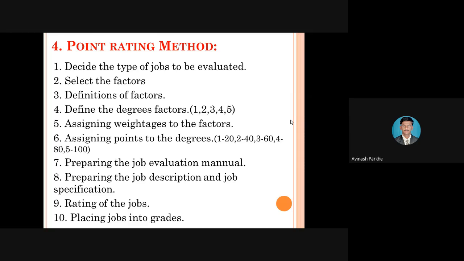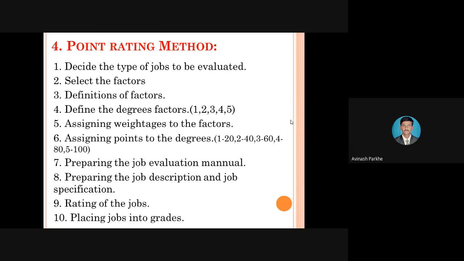So like that gradings are to be given. Similarly, in case of point rating methods, we are giving the degrees. So first degree, second degree, third degree, fourth degree, fifth degree. So like that, this particular degree is defined. But before that, first of all, we have to decide the weightage of each and every factor.